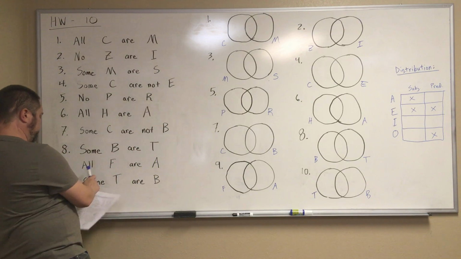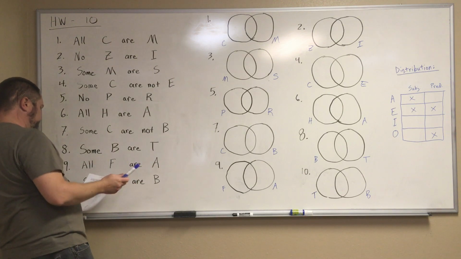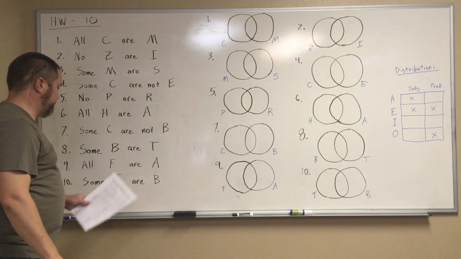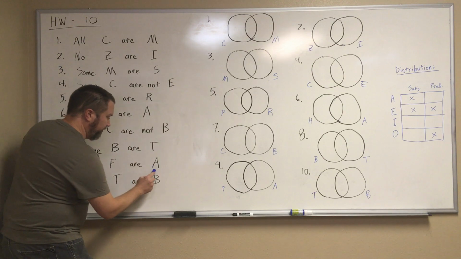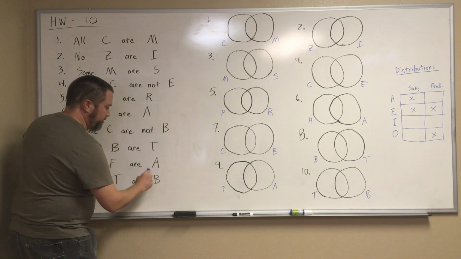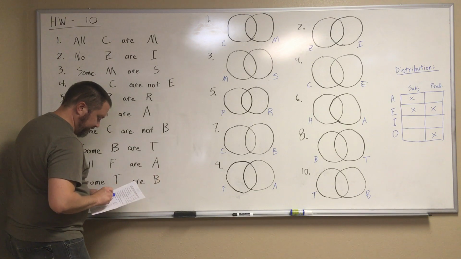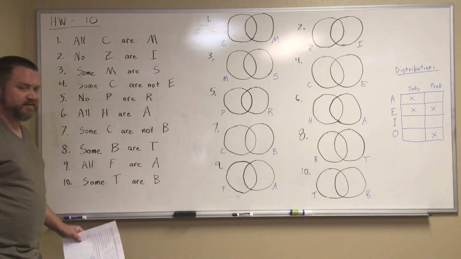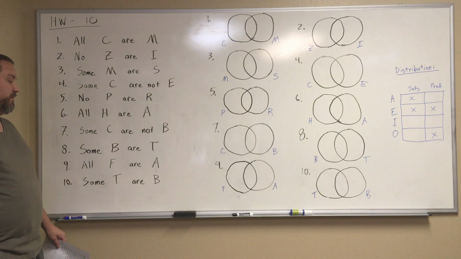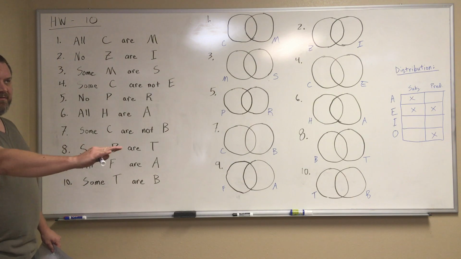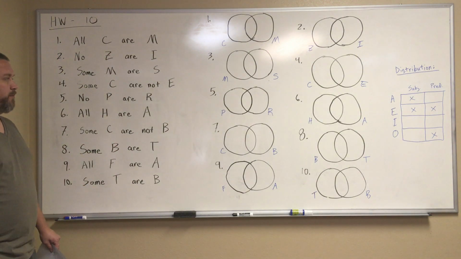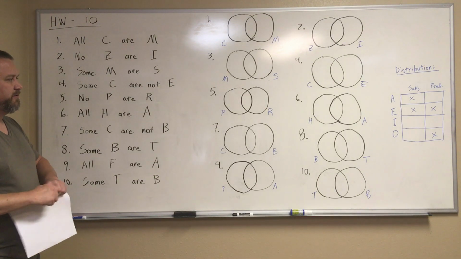Like on number 9, all farm animals are animals that do not experience the advantages of wilderness. If you're asked to identify the predicate term, this whole category is animals that do not experience the advantages of wilderness. So that whole description is the predicate term. Let's go ahead and do distribution.